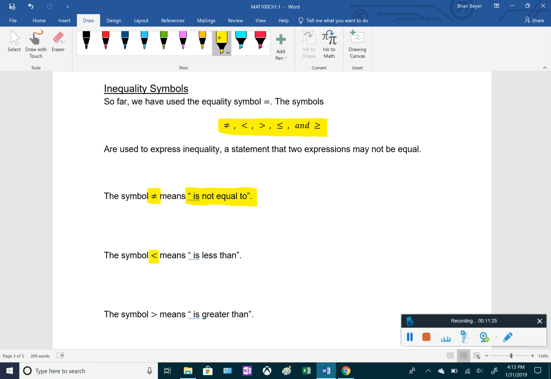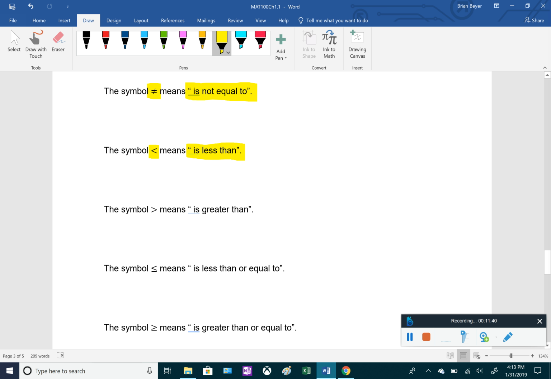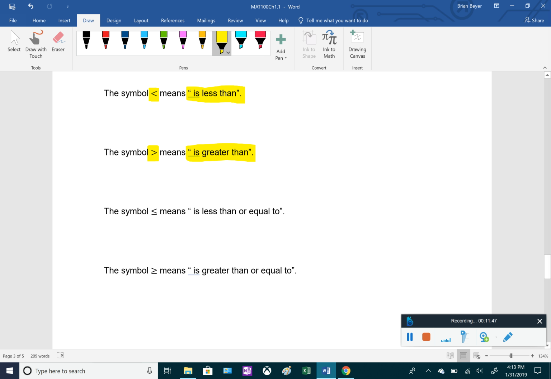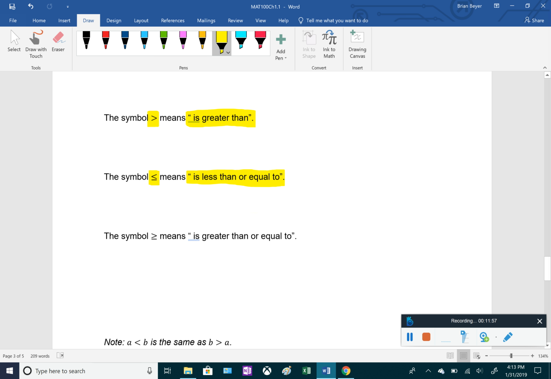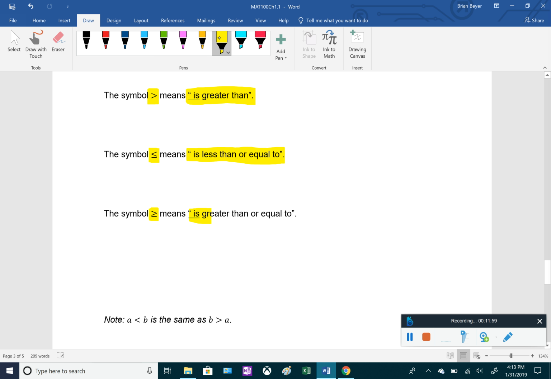For the next one, we have is less than. So when we're comparing quantities, that less than or greater than symbol opens up to the greater value. So this next one would be is greater than. And if it has a little equal line bar underneath it, then it's going to be an or equal to. So this next one is less than or equal to. And then the last one is greater than or equal to.